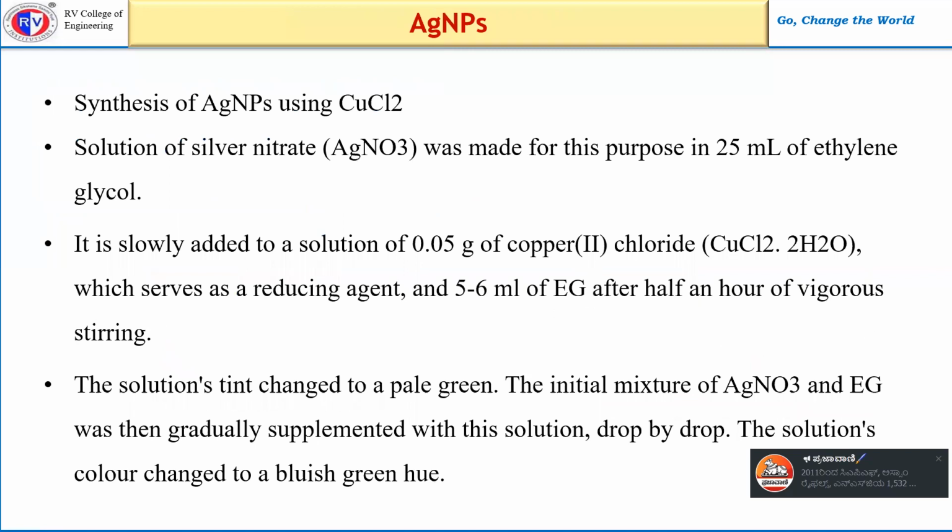Coming to silver nanoparticles, the synthesis of silver nanoparticles using copper chloride. Here, a solution of silver nitrate, AgNO3, was made in 25 ml of ethylene glycol. It is slowly added to a solution of 0.05 gram of copper chloride, which serves as a reducing agent, and 5 to 6 ml of EG, after an hour of vigorous stirring.